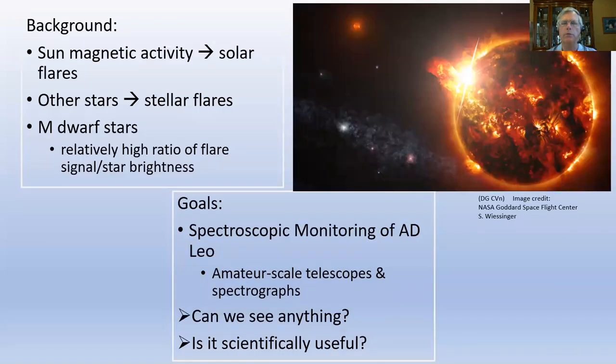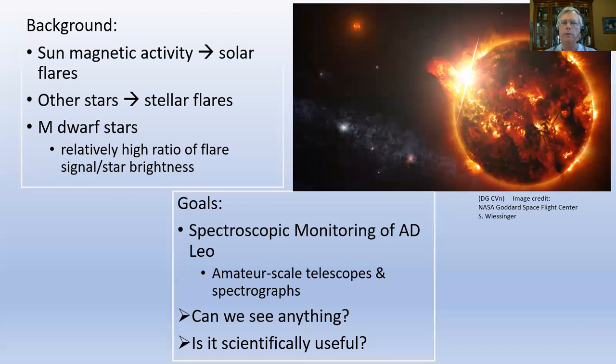You're all familiar with solar flares powered by magnetic activity on the sun. Not surprisingly, other stars display similar flares. They're easiest to detect on dwarf M stars, because the star is relatively faint, so the flare can present a large relative signal. AD Leo is one such flare star, known to be particularly active, that has been the subject of quite a few papers describing flares that were observed by both photometry and spectroscopy.